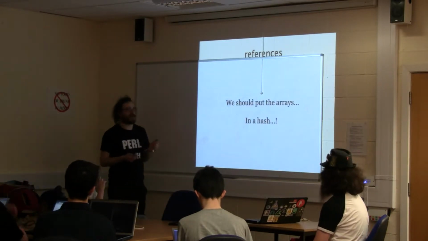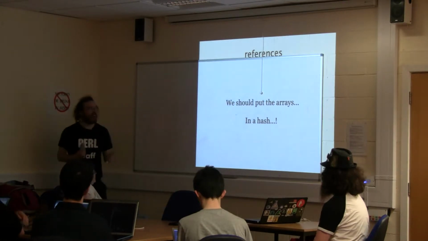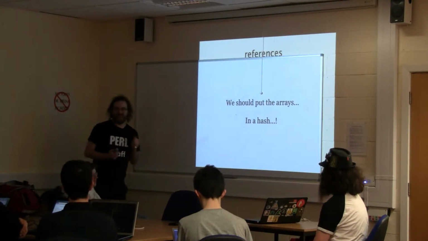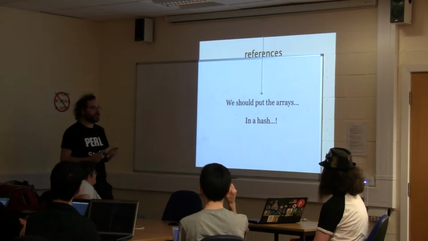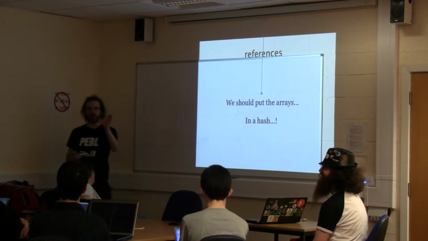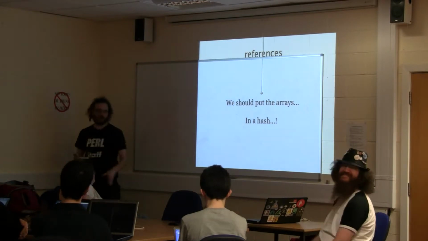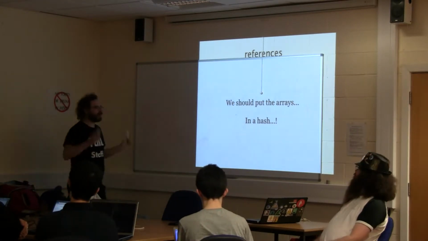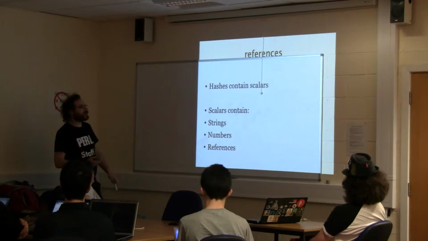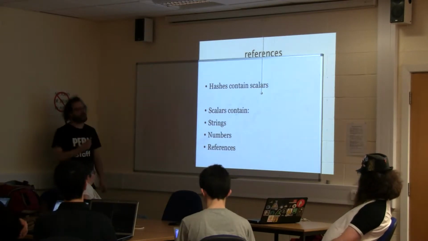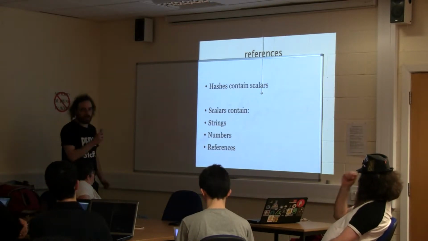So, we should put these arrays in a hash. Because then we can say, this is for the supermarket, this is for the gift shop, this is for something else, this is for the university gift shop, where we won't ever buy anything. But hashes can contain scalars. Scalars contain strings, numbers, and references.